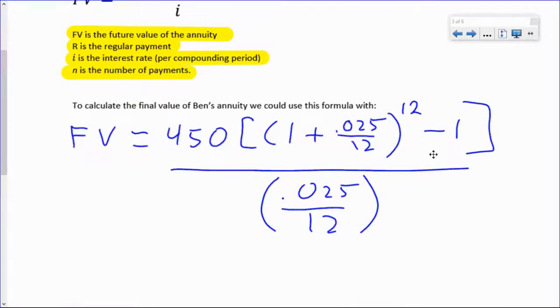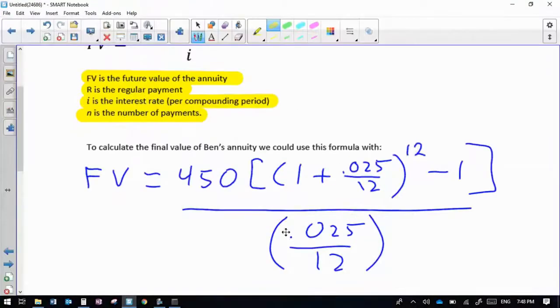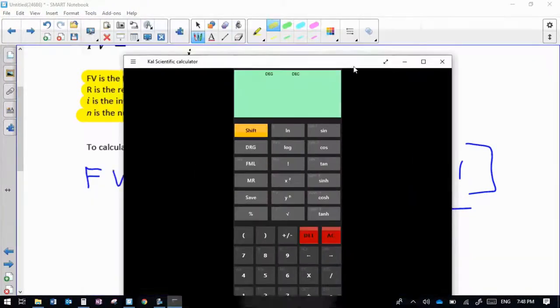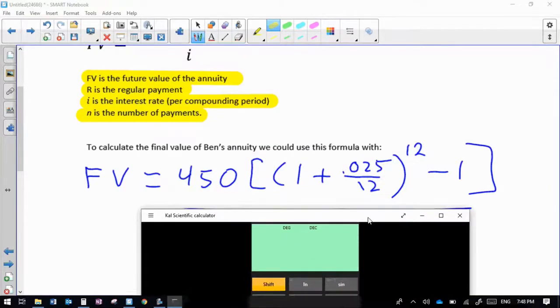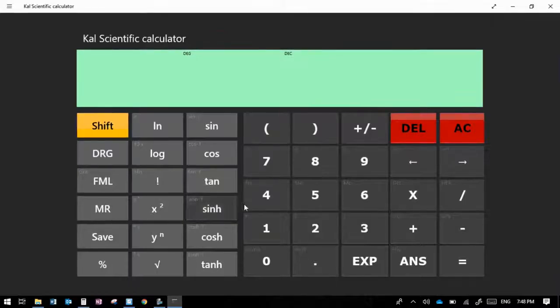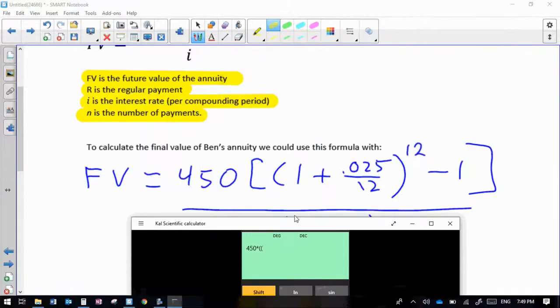There's a couple ways you can do it. You can type it in basically exactly as seen, as long as you include these brackets. If you have a calculator that shows what you're typing in, it's a lot easier. I'll show you a calculator I have on my computer here. Let's clear that up, and we will try to work through this together. I'm just going to start with the numerator. So 450 times bracket, bracket. Okay, so I've got those two brackets there.